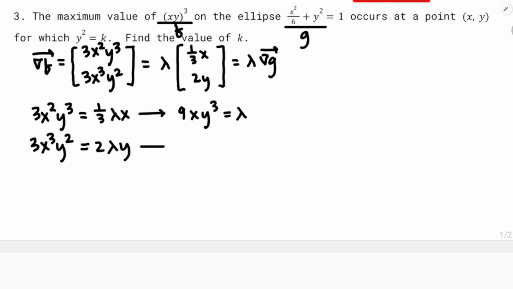With this one, I'm going to say, all right, divide by 2, 3/2, and divide by y, so that would be x to the 3 multiplied by y to the 1. That's going to equal lambda.